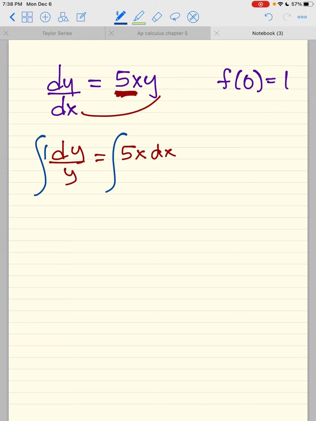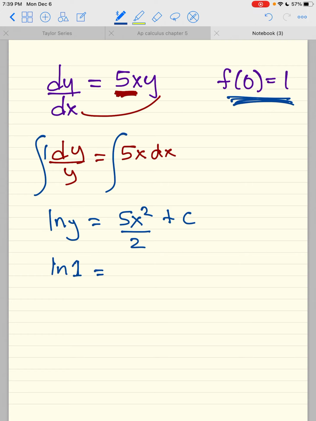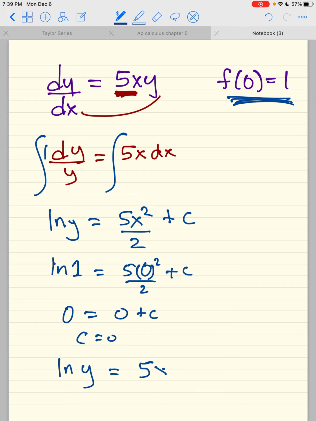The integral of 1 over y is the natural log of y. The integral of 5x is going to be 5x squared over 2 plus c. It's going to pass through the point 0, 1. So natural log of 1 equals 5 times 0 squared over 2 plus c. Natural log of 1 is 0, and that's going to be 0 plus c, so c is just 0. Great. You plug that back in to step 3, which is basically plugging in nothing.